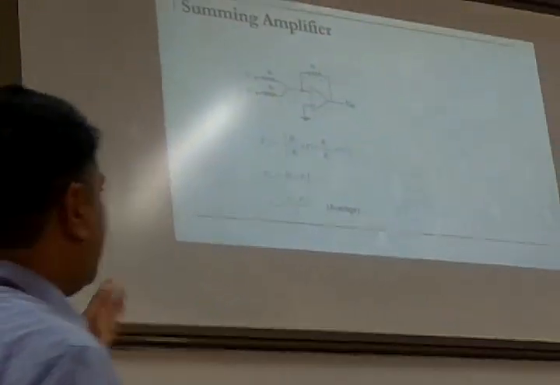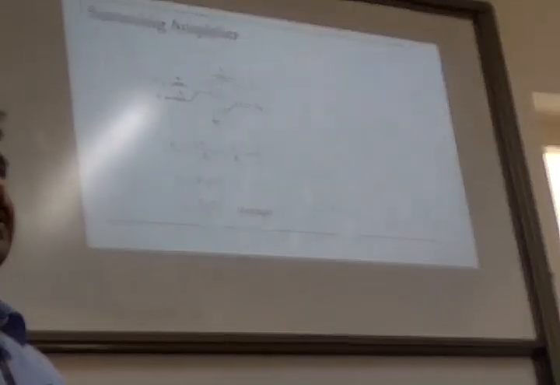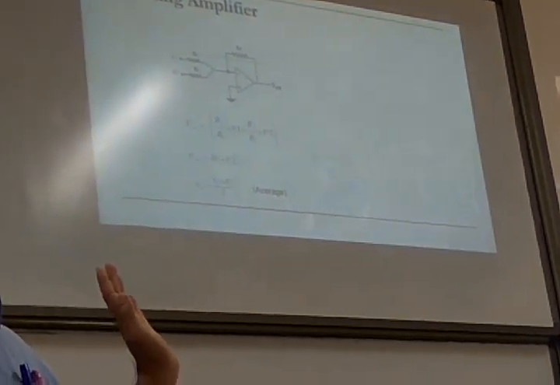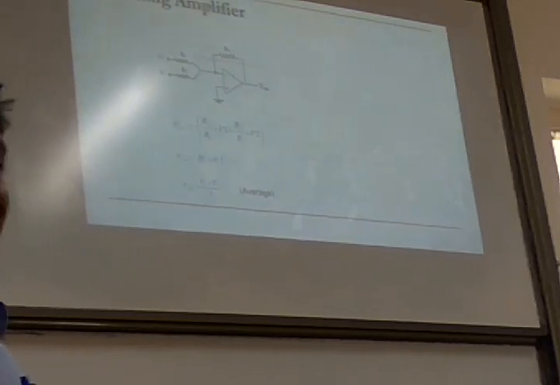What is that? Vout is equal to, of course, minus of RF divided by R1 times V1, and so on. Alan, 25 marks in CAT 2. You cannot afford to be gloomy, afford to sleep.